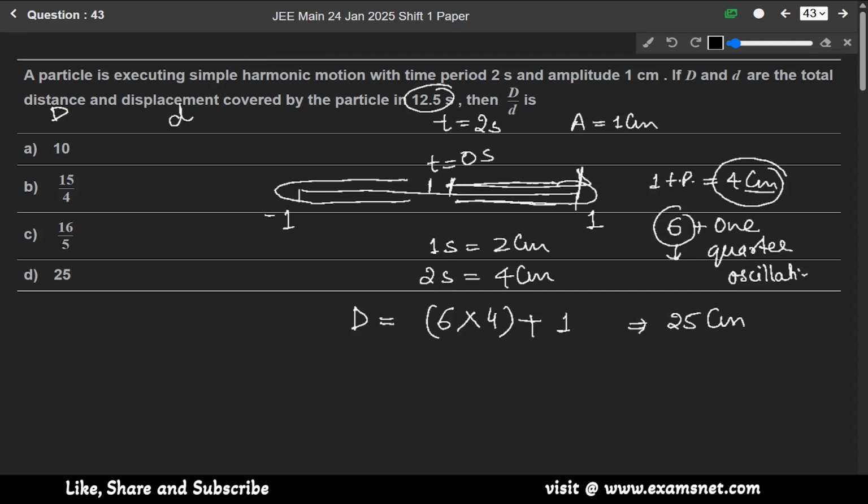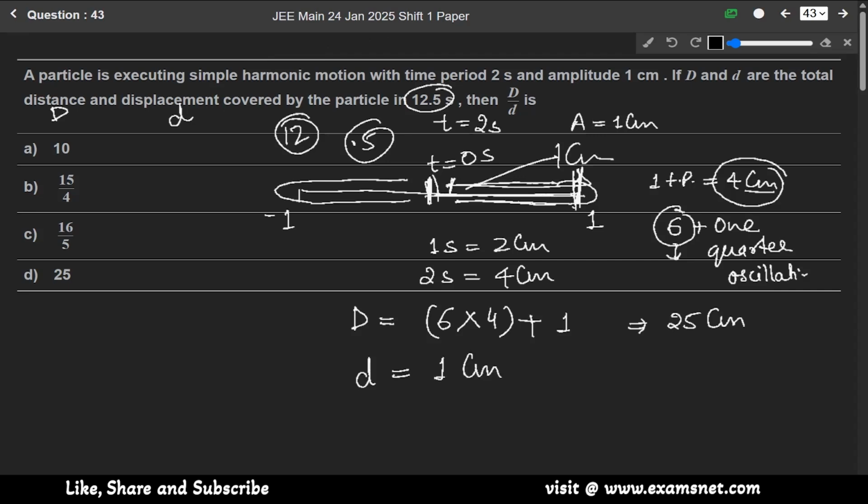And small d is displacement. Displacement means in 12.5 second. In first 12 second, it is completing six oscillation. Six oscillation means after 12 second, it is returning to its original position, and after this 0.5 second it is going here. So the displacement is 1 centimeter.